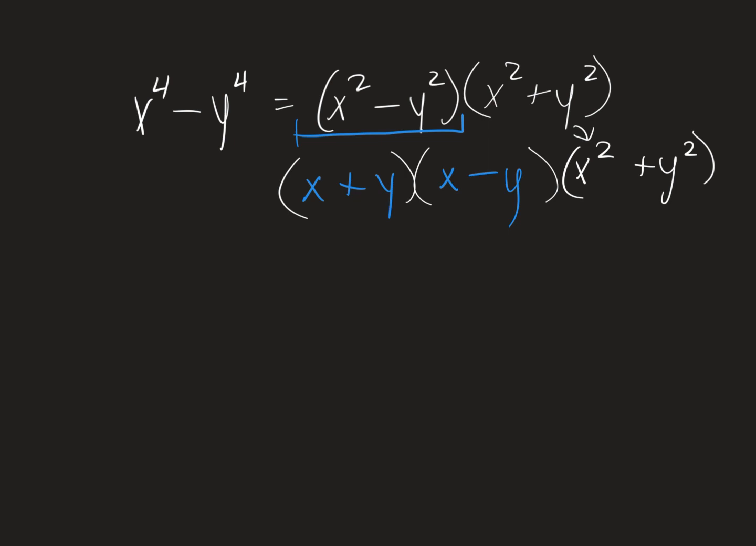Okay, so on page 28, I want you guys to try 1 through 12 and 31 through 38. So 1 through 12 is just the GCF stuff. 31 to 38 is the difference of squares.